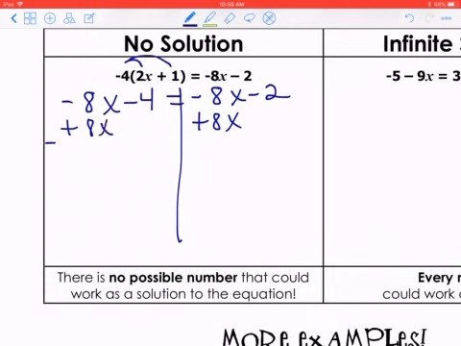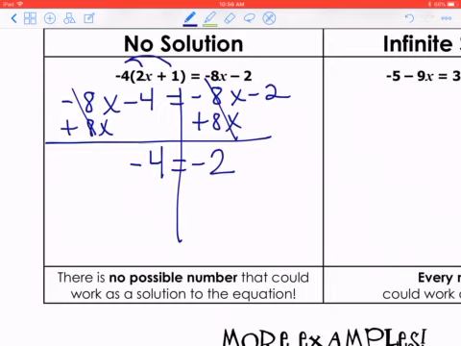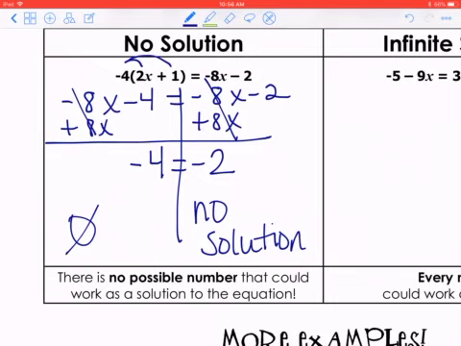And I'm sure right away you're noticing, hey, negative 8 plus 8 on each side is going to cancel. And all you're left with now is negative 4 equals negative 2. And then you have to think to yourself, is that a true statement? Is negative 4 equal to negative 2? And the answer is no, so it's no solution. This is also the sign for it.